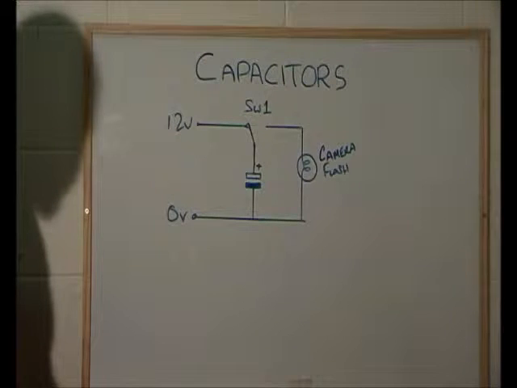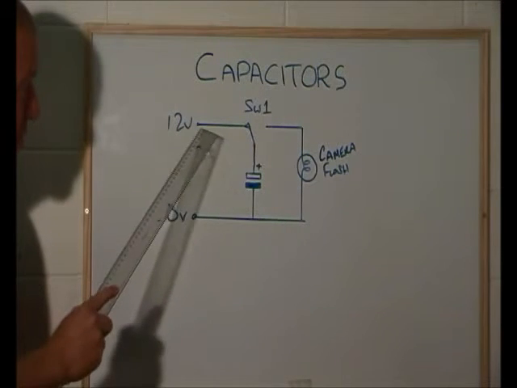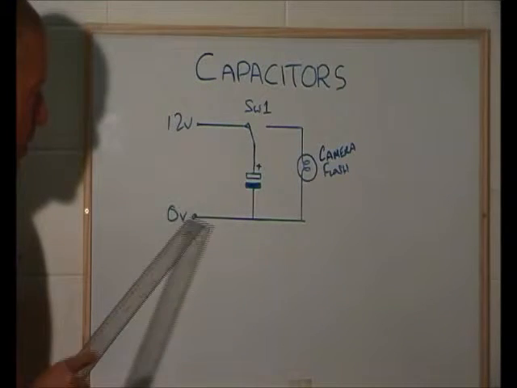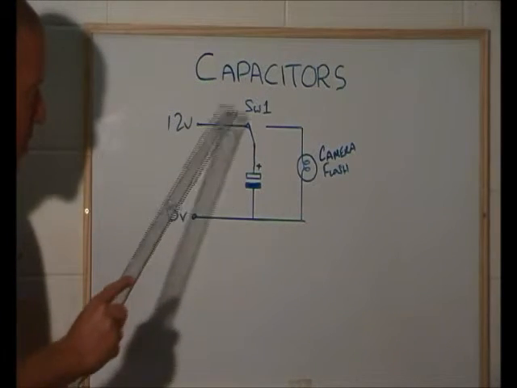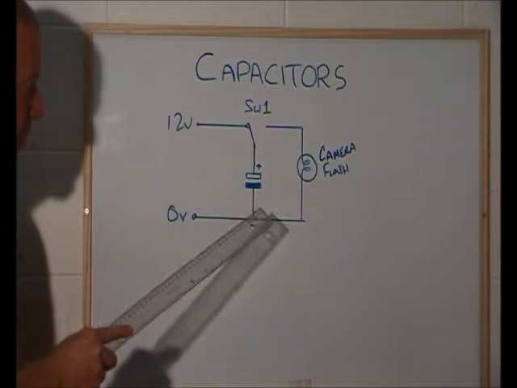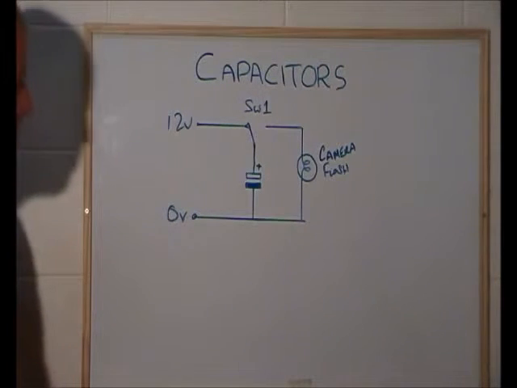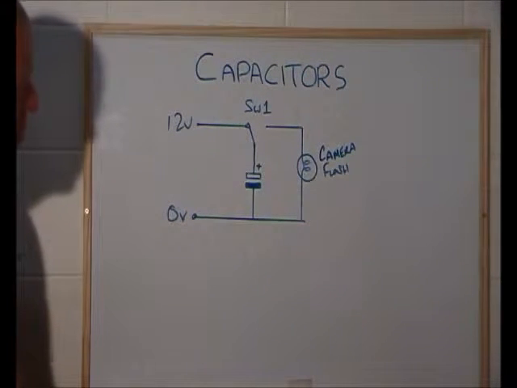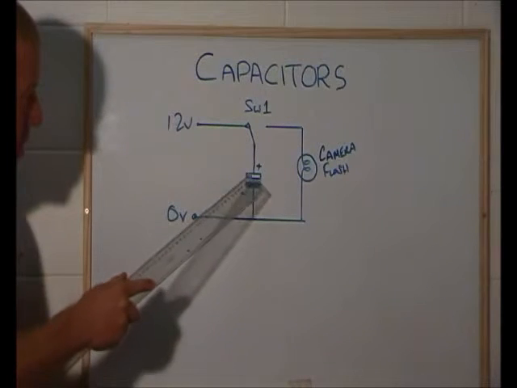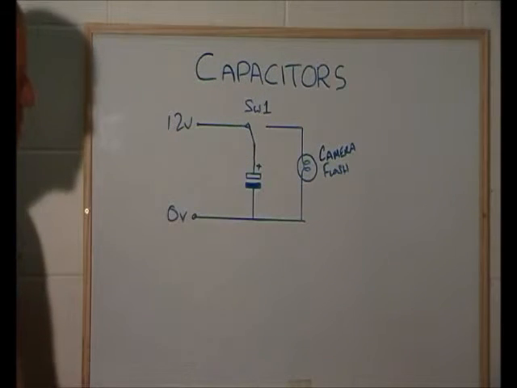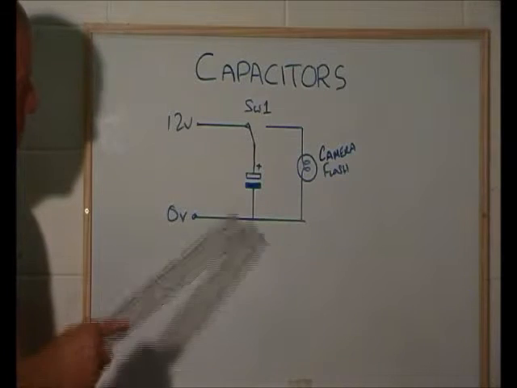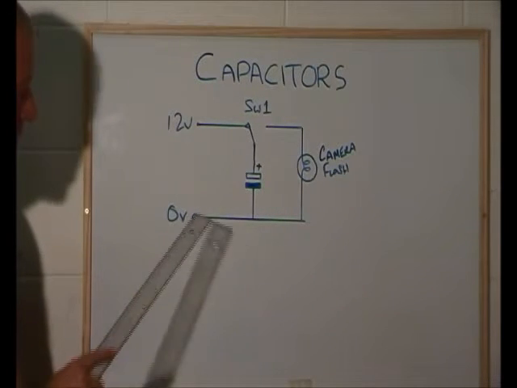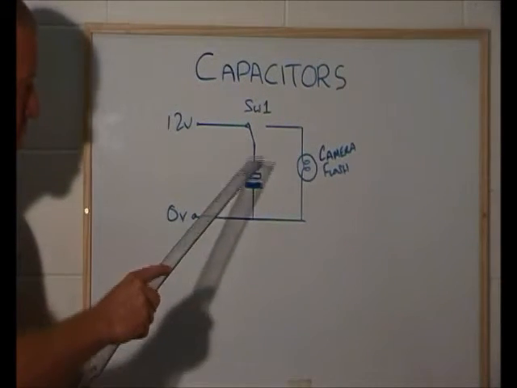Okay, capacitors storing a charge. As we mentioned earlier, when you place a capacitor across a supply rail, 0 volts down here and 12 volts here, the positive side of the electrolytic capacitor will charge up to 12 volts. The negative will stay at 0 volts. So we will attain a 12 volt charge across the capacitor.